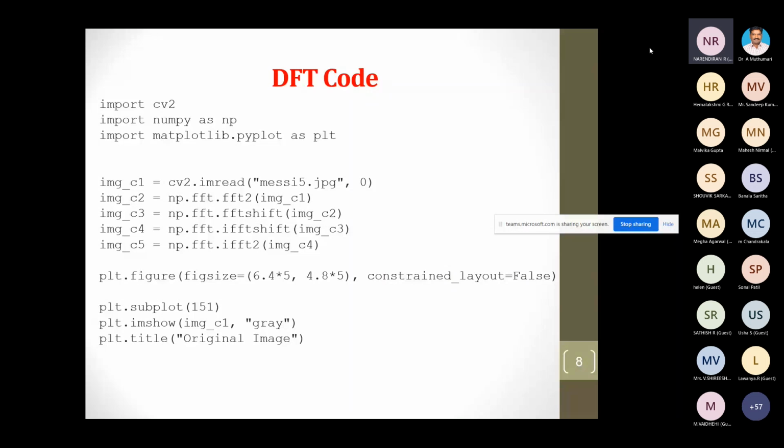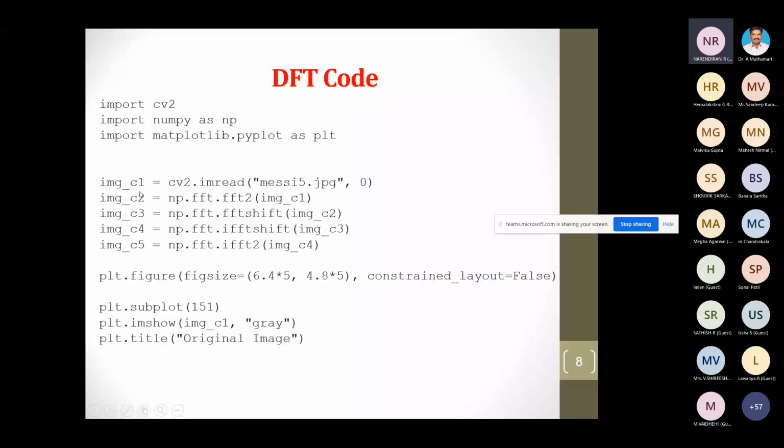Matplotlib.pyplot. Now you see plt.figure, and plt.subplot(151). What does this 151 indicate? It indicates one row, five columns, and the third number is the index number. The first value represents the number of rows, the second value represents the number of columns, and the third value represents the index number of the image, in which I am going to display image C1.